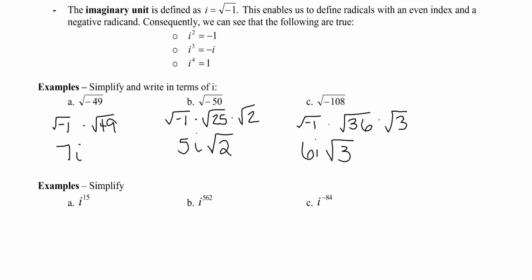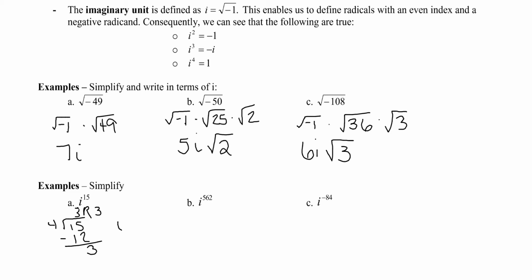So here I have i to the 15th power. What I'm going to do is take my 15 and divide it by 4. Now I know that 4 times 3 gives me 12, and that's the closest to 15. So I'm going to put the 3 in there. Subtract my 12, and I have a remainder of 3.